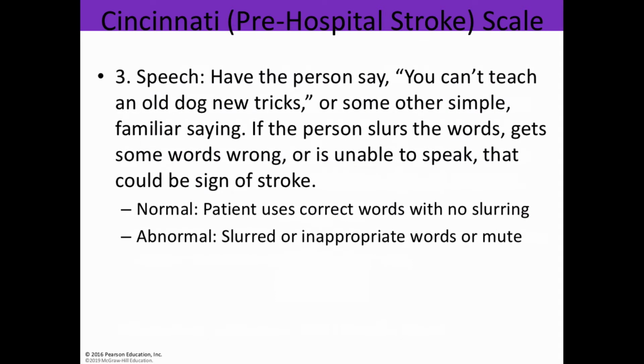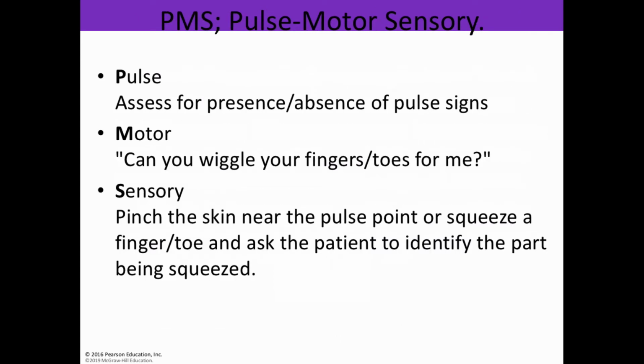Thirdly, class speech. Have the person say, "You can't teach an old dog new tricks," or something that's otherwise simple and familiar. And if the person slurs those words or gets some of the words wrong or is just unable to speak, that is most definitely what could be a sign of a stroke. Lastly, of course, check for the PMS: pulse, motor, and sensory.